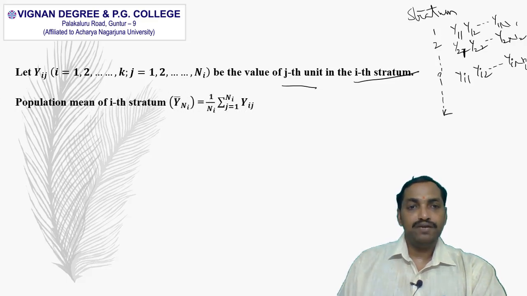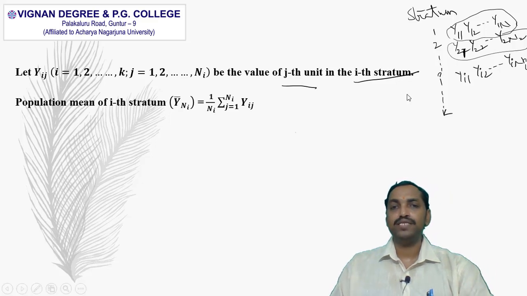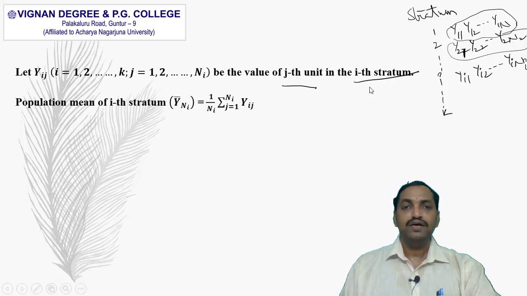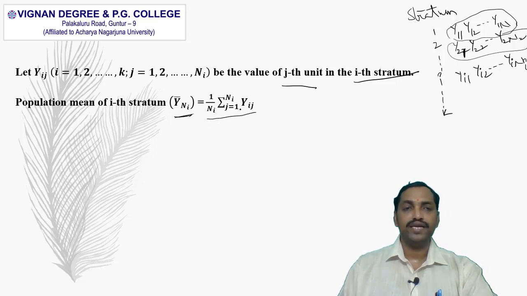And the population mean of the ith stratum, that means we need to calculate the mean for each stratum. That is the sum of the observations in each stratum divided by the number of observations. So the population mean of the ith stratum is denoted by capital Y_i bar and is given by the formula 1 by capital N_i into summation j equal to 1 to N_i Y_ij.